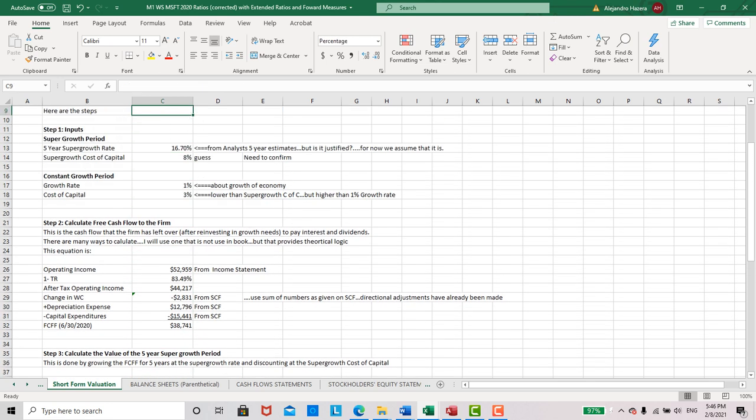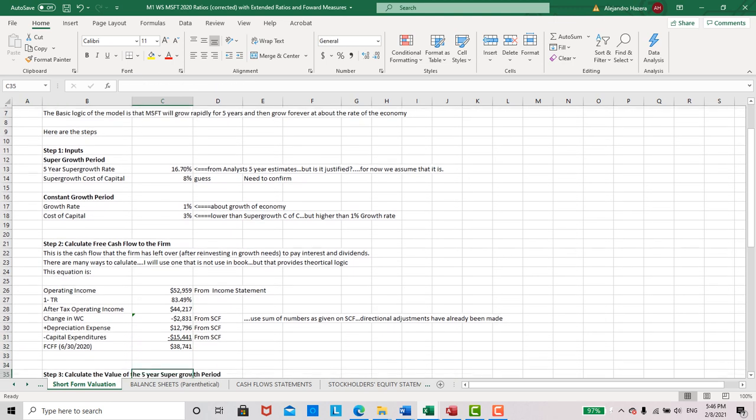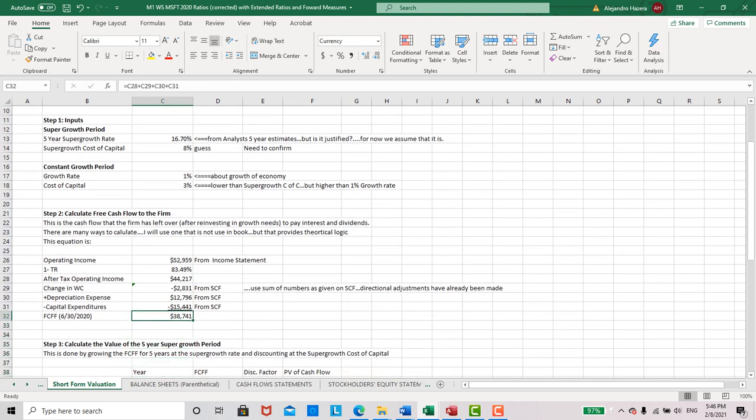In the first step, we obtained the stock price of $202.49, then the inputs with a growth rate of 16.7%, which we're about to use. That's the first prerequisite, step 1. In step 2, we calculated the free cash flow to the firm. So we're saying that Microsoft has close to 39 billion of free cash left to do whatever it wants with. So it not only grows fast, it produces a lot of cash. That's why the stock is going up like it is.